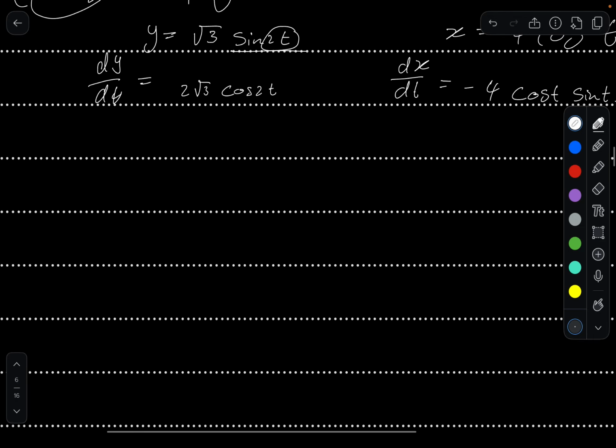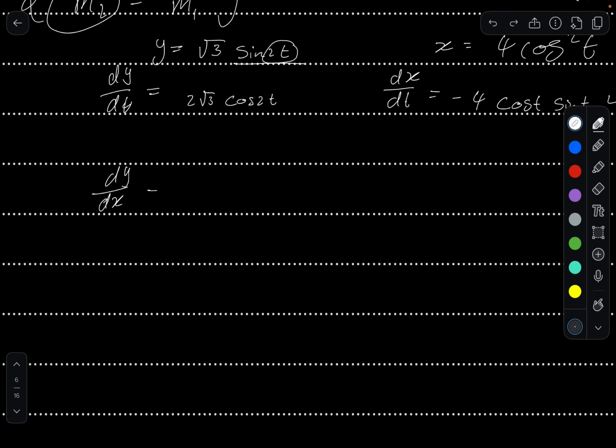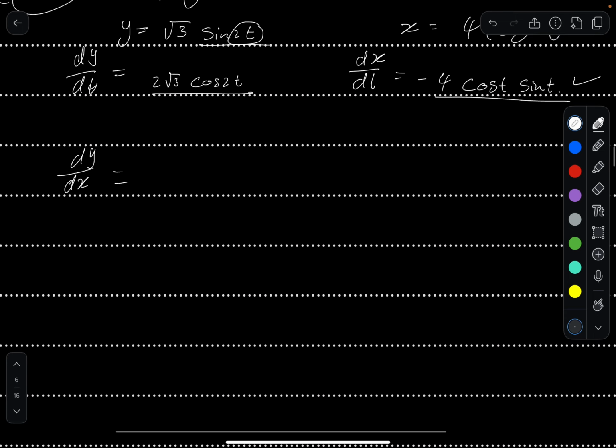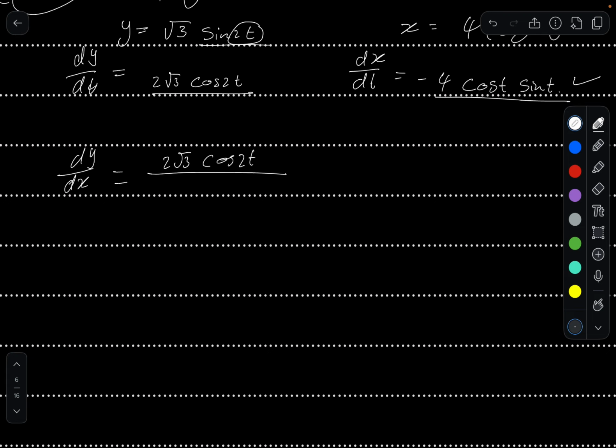Now, to find dy over dx, we have to put this one, divided by that one. That's basically what I said you should do. So that's 2 square root of 3 cos of 2t divided by negative 4 cos of t sine of t. And don't try to be smart here and try to simplify this. It's going to burn you.